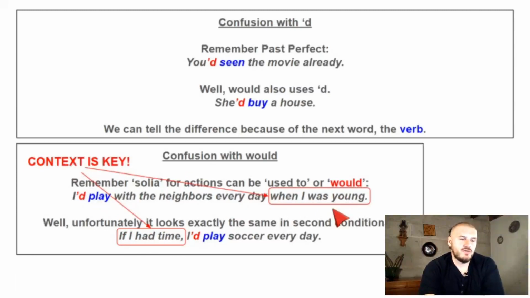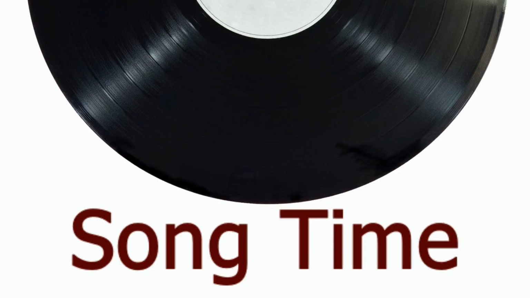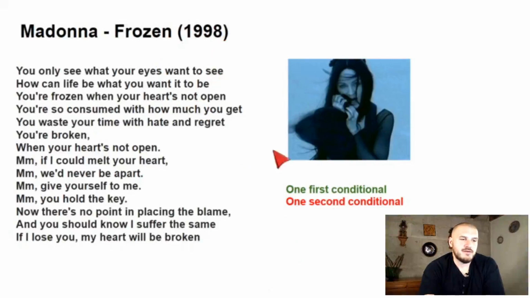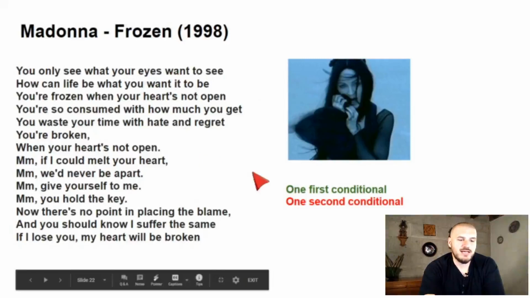Let's look at a song with conditionals. So this is a famous song by Madonna. It's called Frozen and it's from 1998. There is one first conditional and one second conditional somewhere in here. Okay, so I want you to try and find the first conditional and the second conditional.